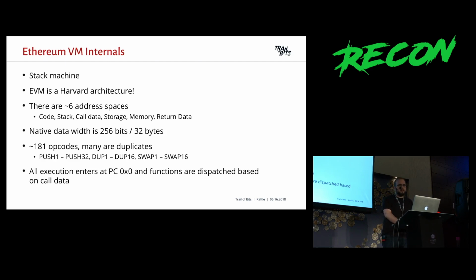And the gas costs need to pay for persistent storage and the execution of these contracts across everyone's computer, which actually ends up going to the miners. But I would argue that the EVM is a Harvard architecture with 6 address spaces: code, stack, call data (the arguments), storage, memory, and the return data. It has a native 256-bit data width, and there are many, many duplicate opcodes.